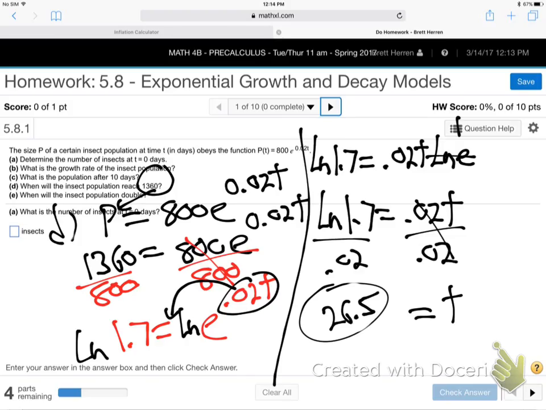26.5. Thank you. Is that days? Yeah, days. 26.5 days. 26 and a half days until there are 1360 insects. It's how long till there's that many insects? Do not round until the final answer. Yeah, it doesn't want you to round halfway through because that can throw off final answers, you know. That's why I was saying what I said over here about the decimal.